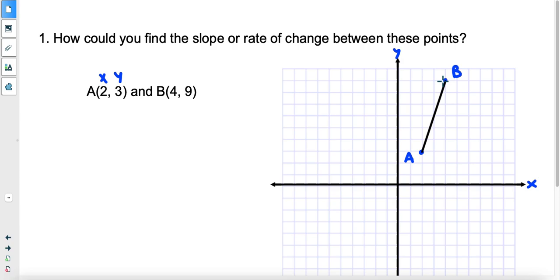And now remember the formula for rate of change, right? The formula for rate of change is rise over run. So what I need to do here is I need to find the rise, how much does my line go up by? And then divided by the run, how much does my line go to the right?